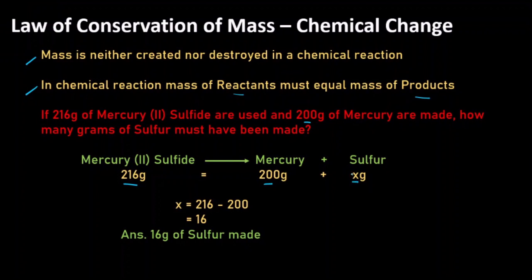Simply I will apply the equation that 216 equals 200 plus x. And now if we solve this simple equation as it is shown over here, we are getting the amount of sulfur made is 16 gram.